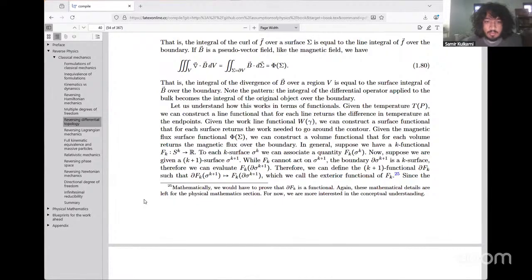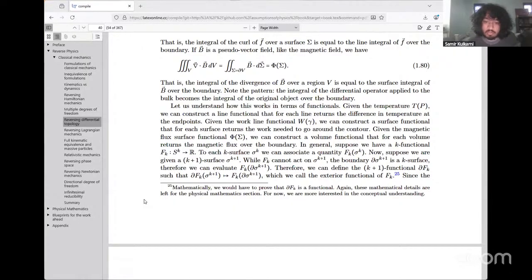Let us understand how this works in terms of functionals. Given the temperature, T of P, we can construct a line functional that, for each line, returns the difference in temperature at the endpoints. Given the work line functional, W of gamma, we can construct a surface functional that, for each surface, returns the work needed to go around the contour. Given the magnetic flux surface functional, phi of sigma, we can construct a volume functional that, for each volume, returns the magnetic flux over the boundary.